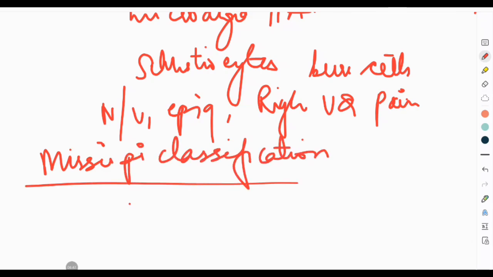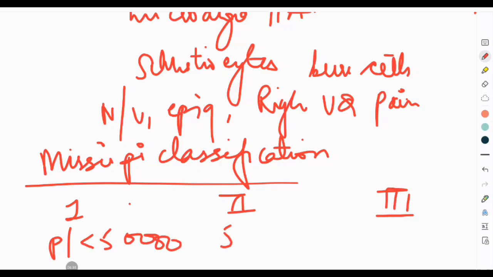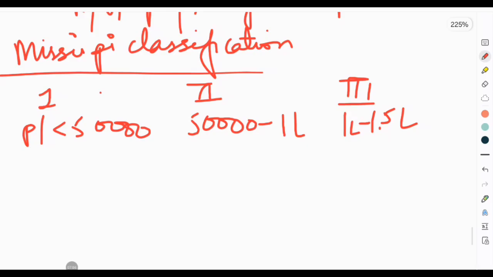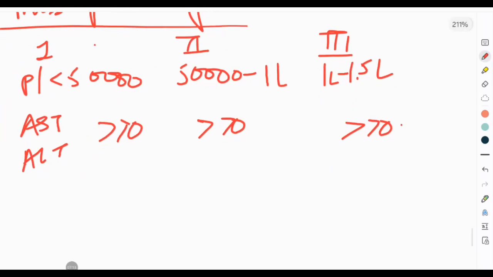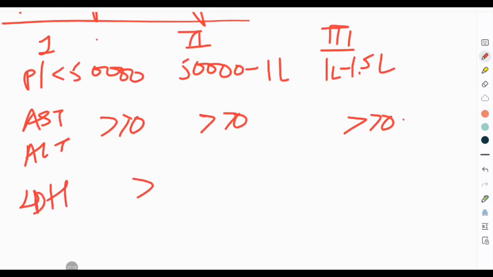In this Mississippi classification, there are class 1, 2 and 3. So the platelets are less than 50,000, 50,000 to 1 lakh, and 1 lakh to 1.5 lakh. AST, ALT more than 70 in all classes, and LDH more than 600 everywhere. So it basically depends on the number of platelets.